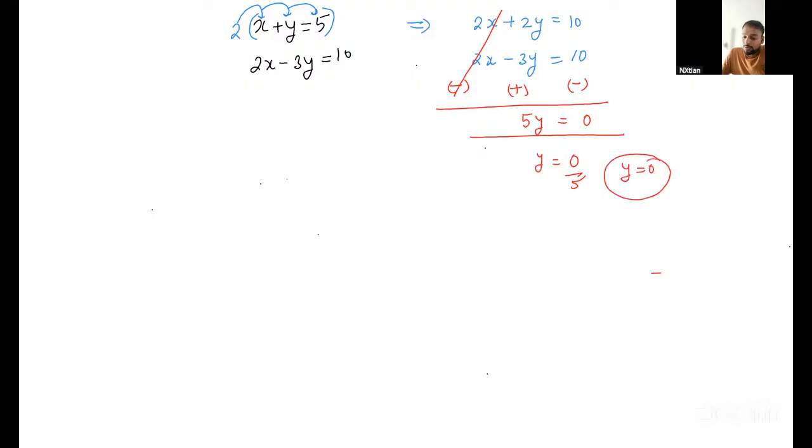Now after this, what do you have to do? After this, you have to put the value here. It becomes 2x minus 3 into 0 is equal to 10. 2x is equal to 10. x is equal to 5. It is the answer.